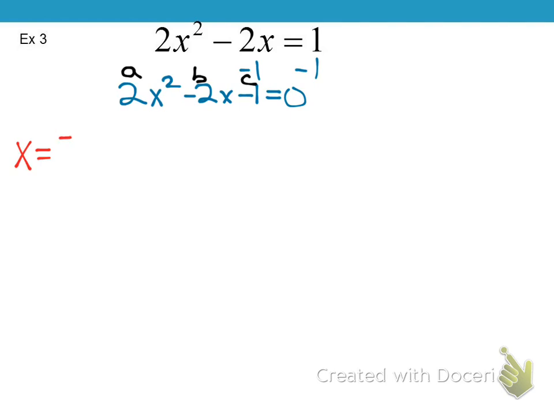X equals negative b plus or minus square root of b squared minus 4ac all over 2a.